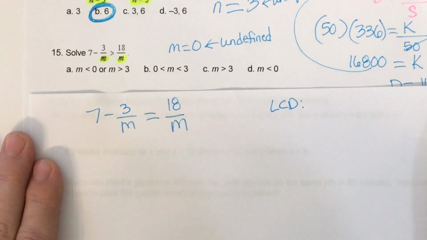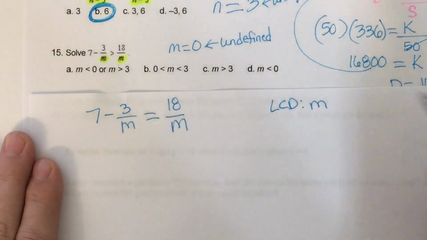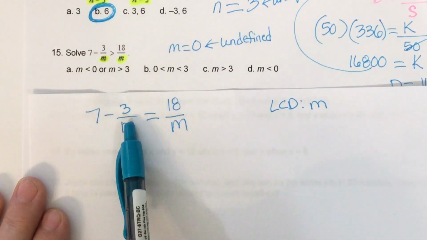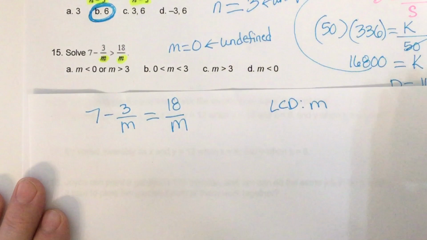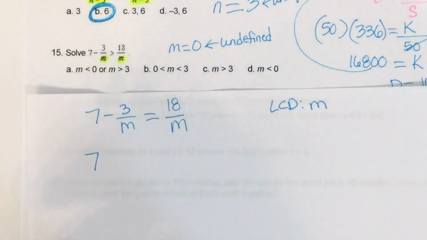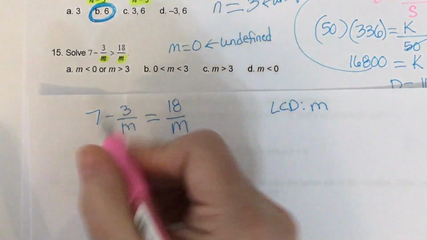M. That's the only thing we have in the denominator, so that would be your least common denominator. Because it's an equation, I can multiply everything by the m, and it's going to knock the fractions out. So I'm going to recopy my 7. I'm going to multiply it by my least common denominator, m.